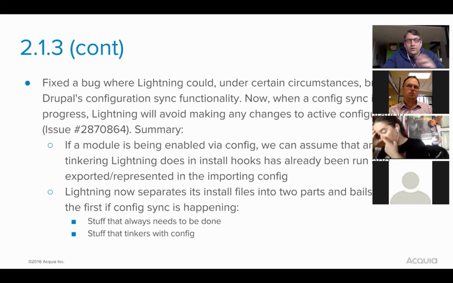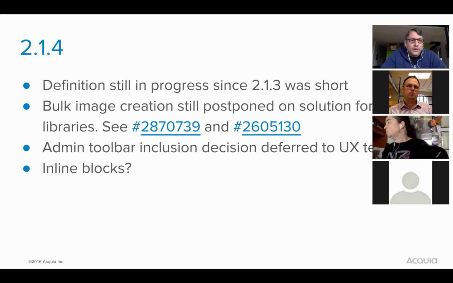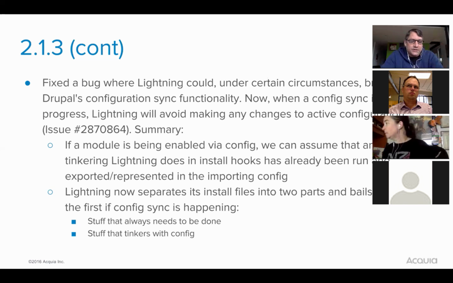After a lot of back and forth and some help from PS and some help from Alex Pott, we figured out that in our install hooks, basically, what we need to do is bail out at a certain point if we detect that configuration is syncing. So what we do in all of our install hooks now is essentially do stuff that we always should do, then detect whether or not this is part of a configuration sync, and that's why this is being enabled, and if so, bail out. If not, then continue on and do the other configuration stuff that you would want to do. It's kind of an interesting exercise, and so that's all been rewritten.